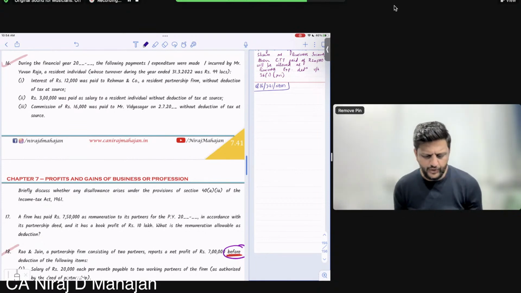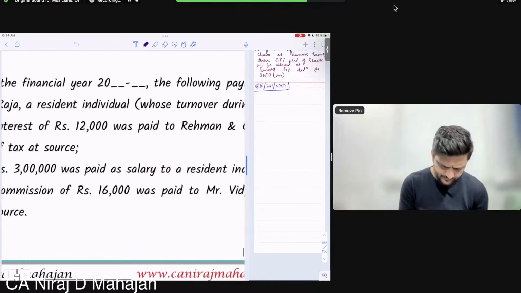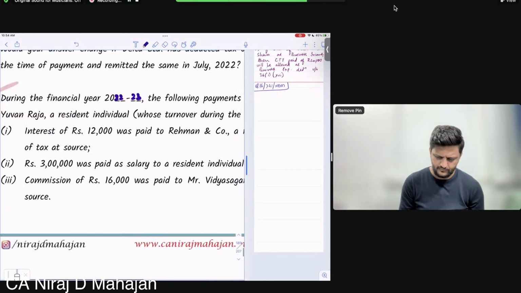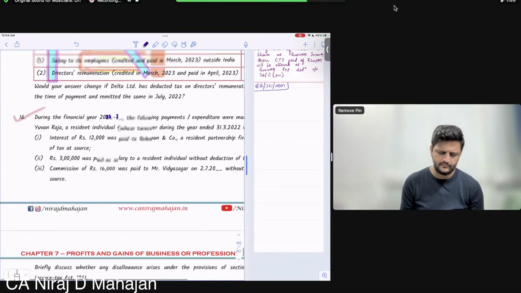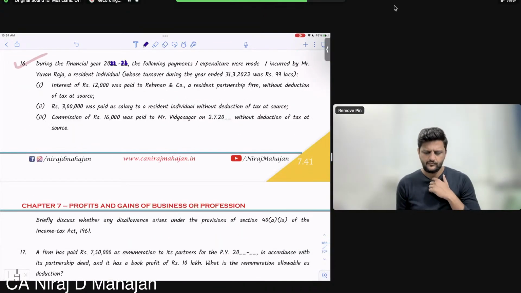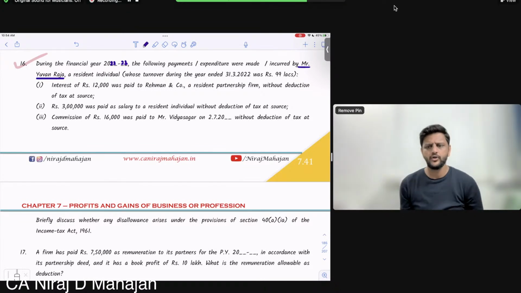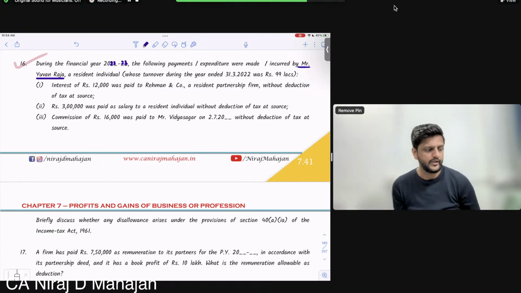During the financial year 22-23, the following payments or expenditures were made or incurred by Yuvan Raja. So again, children, this is an individual or resident individual whose turnover in the year ended 31st March 22, that means 21-22, was 99 lakhs. What happens now? What do you think?